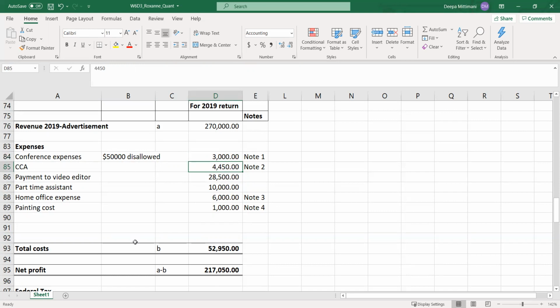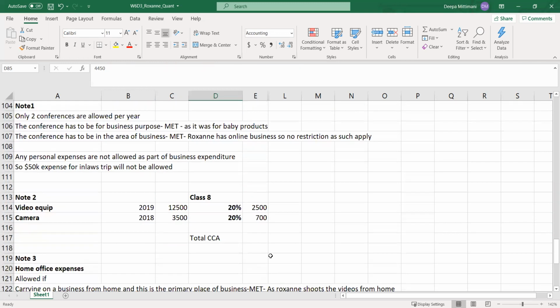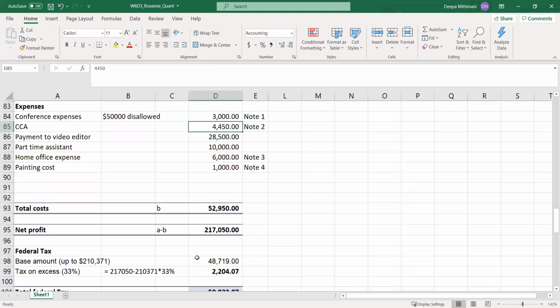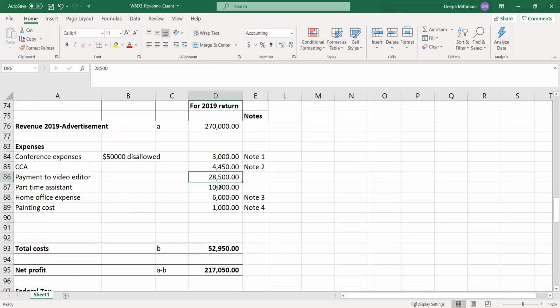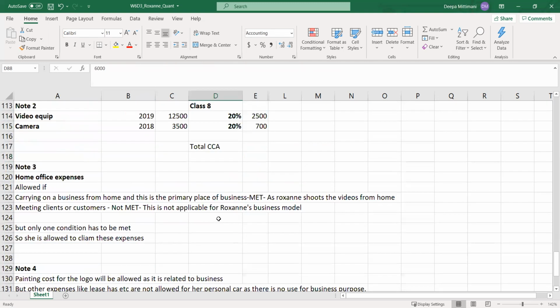Now there was CCA. I have given a reference note 2, and the CCA is calculated as per the class and the depreciation rates and things like that. These were the direct business expenditures. Next one was home office expenses. Again, there is a note because home office expenses have some conditions.